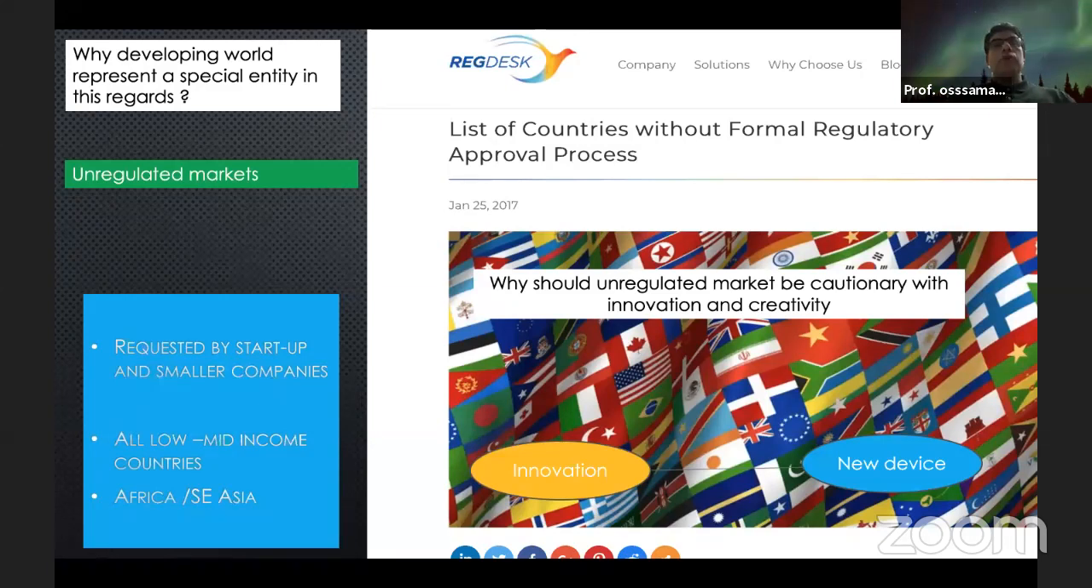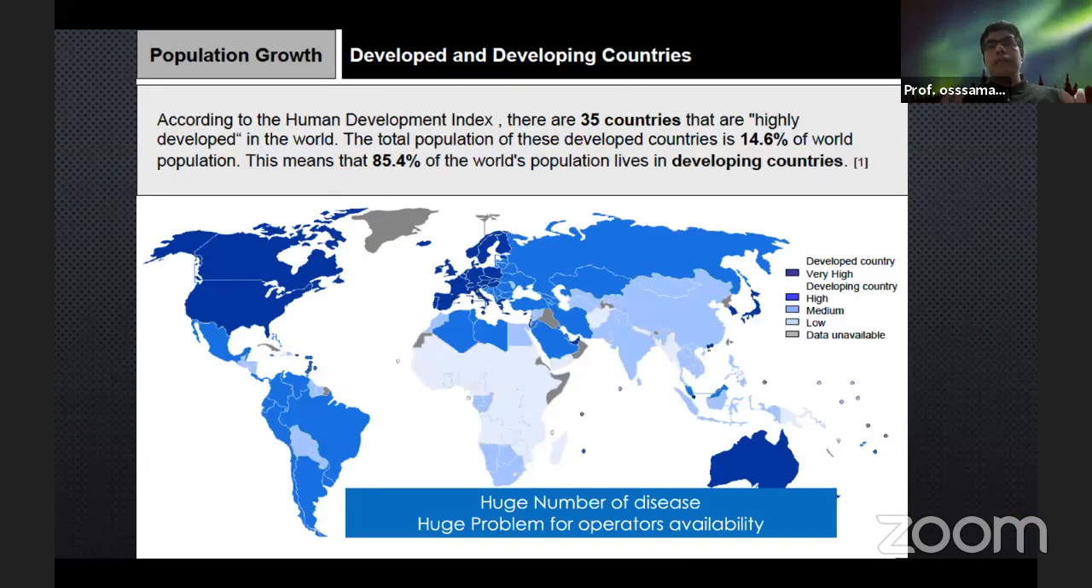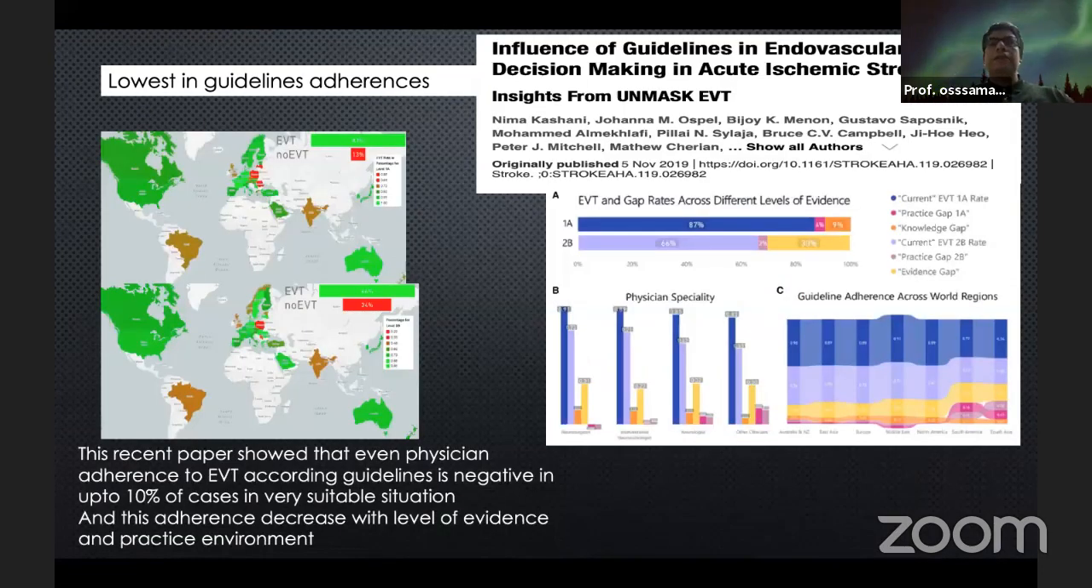And when we look at this map, we will figure out that only 35 countries around the world are highly developed. The total population in these countries is about 15% of the world population. That means that about 85% of the world population lives in developing countries. And this is where the huge number of diseases, the huge number of problems and the huge number of unregulated markets are. The importance of unregulated markets is also augmented by a paper which showed that even in very highly developed countries, adherence to the guidelines is low, below what is expected.